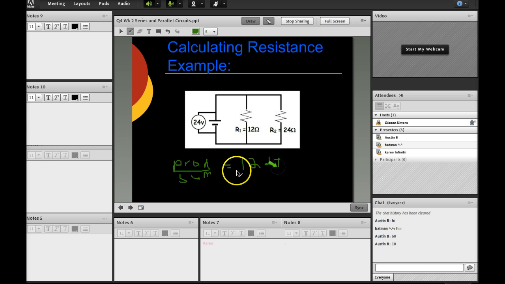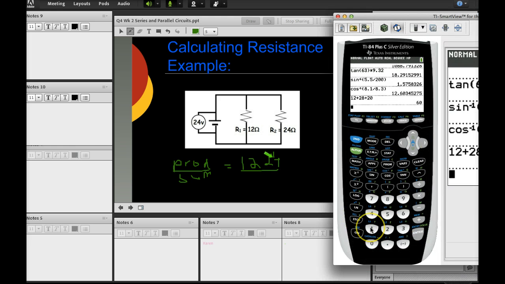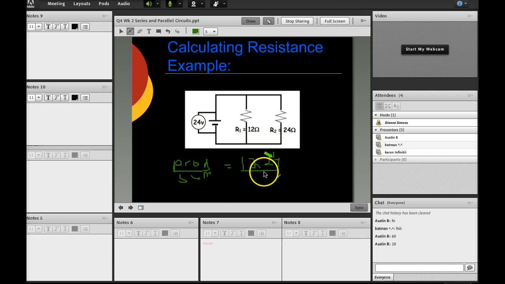Come on, let's do it in your heads. I couldn't do it in my head. Ready? 288. All right, somebody did it in their head. Okay, calculator. 288. And then, what's 12 plus 24?